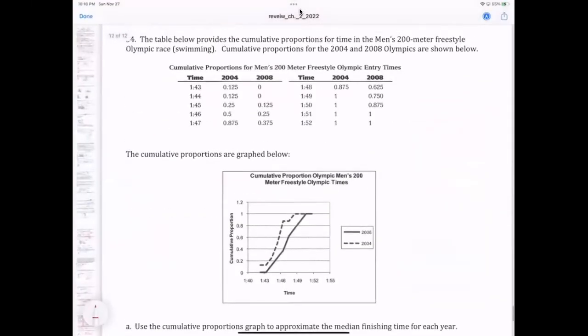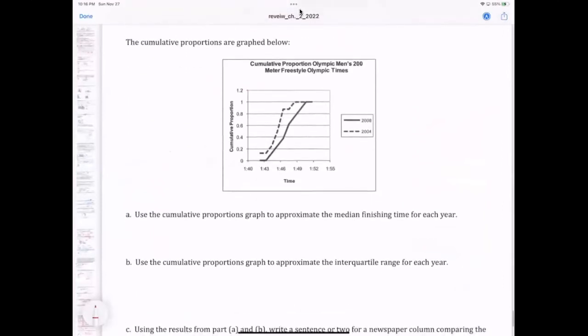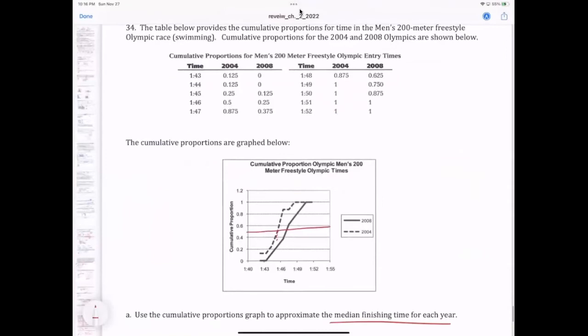All right, we have our last question. Cumulative proportions. The median is very easy to get. I would say, looking at the data, we can see that the 0.5 is clearly shown as 1 minute and 46 seconds for 2008.